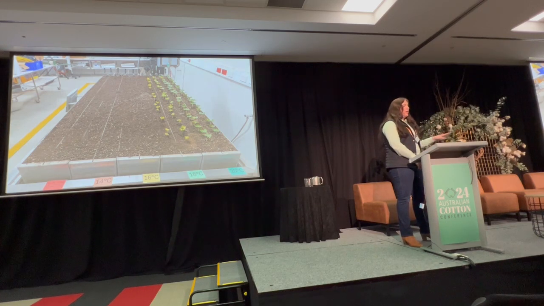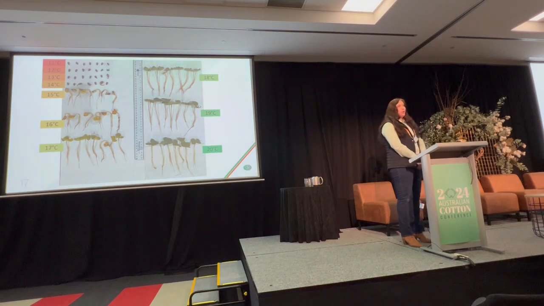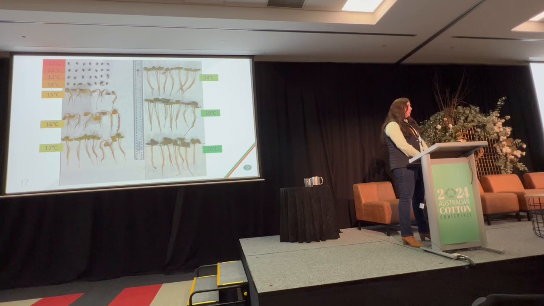As you can see, more than half of those actually had no emergence whatsoever. So we've dug them up so that we can demonstrate the level of development for each of those temperatures. So similarly to the lab-based tests, we've got the 11 and 12 degrees where there is no development whatsoever. 13 and 14 we had radical emergence, and then the seed has died, there's no further development. 15 and 16, there was quite a bit of development, but there was no emergence whatsoever.